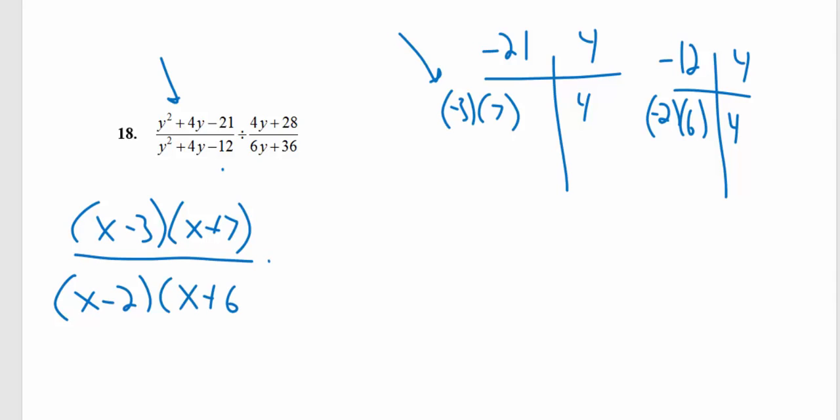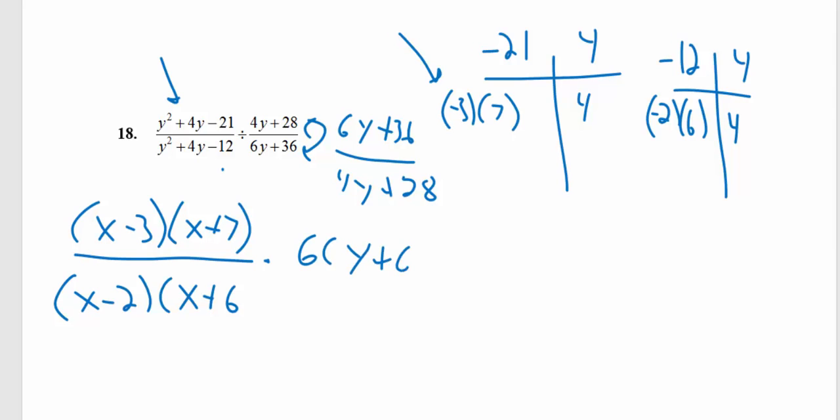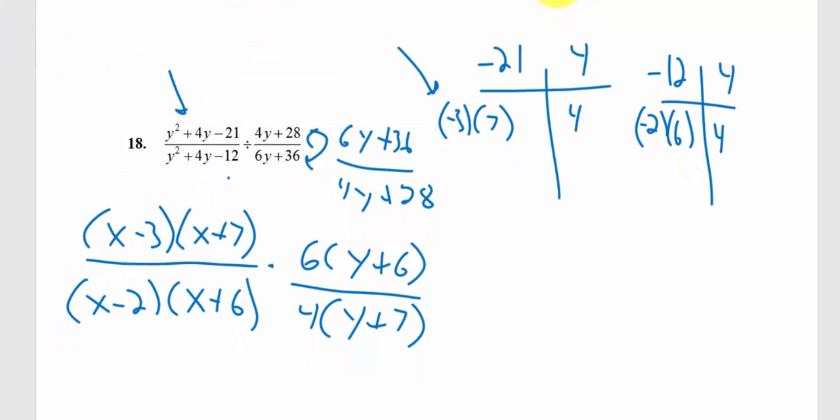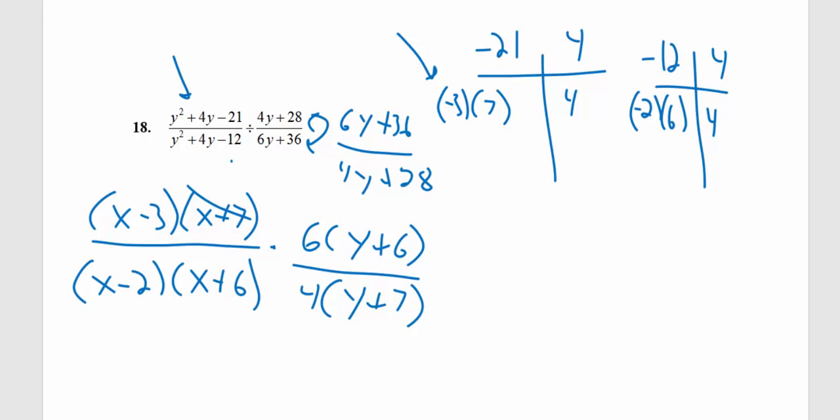To change this into multiplication, we have to take the reciprocal. All right, so if I put the 6y on the top and the 4y on the bottom and then factor, we end up with something like this: 6 times y plus 6, and I factor out a 4, and you're left with y plus 7. And again, what can cancel? Okay, we have an x plus 7. Oh, by the way, you see what I did? I goofed. These are all y's, and I wrote the letter x's.